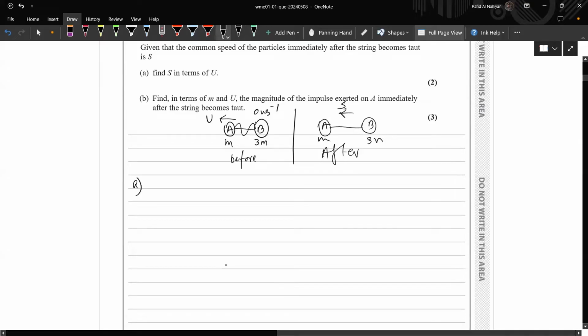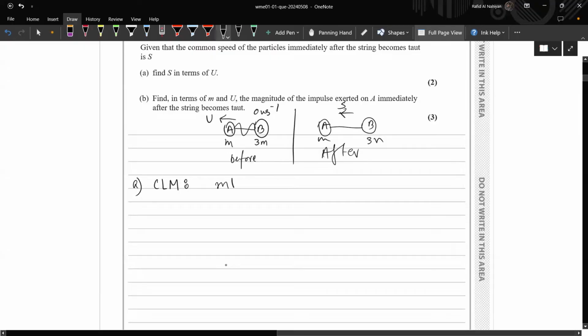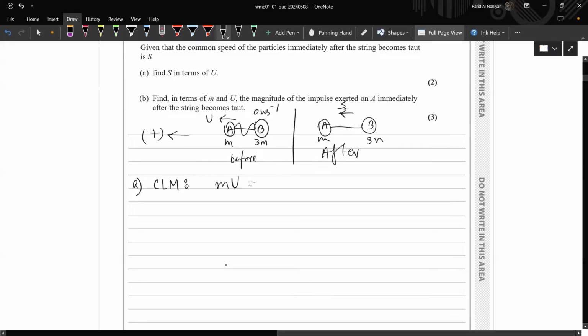So what I can do is make use of the conservation of linear momentum. So I'm going to write CLM. And what do I know about the initial momentum? So the initial momentum here is just mu. A is the only body moving. So mu is my initial momentum. And if I consider the direction, I can just take this direction as positive because everything is in this direction. So I don't even have to worry about putting in a negative sign before anything. So as this is the positive direction, this is going to be mu for the initial momentum, and the final momentum is going to be ms plus 3ms. This is the total final momentum. This is the final momentum of ball A, and this is the final momentum of ball B.